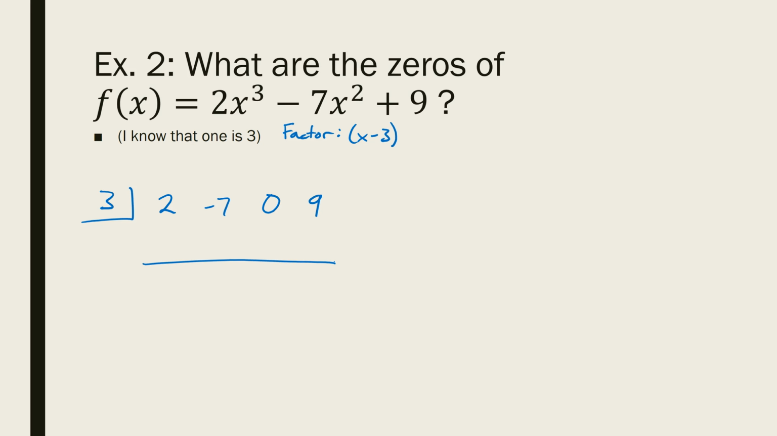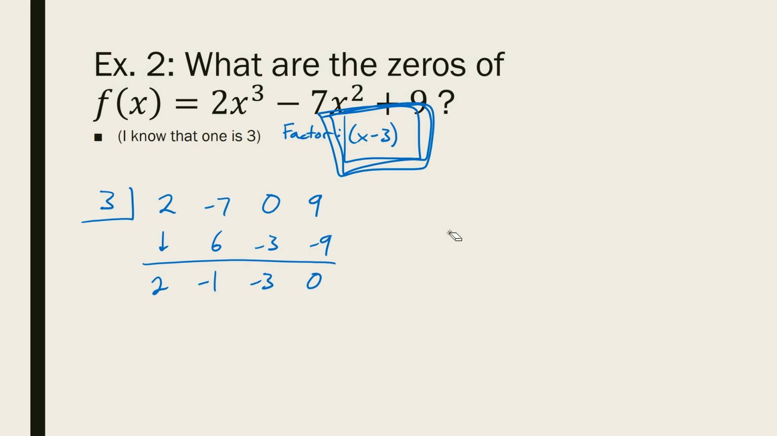Remember, synthetic division is fun and easy. First, bring down the 2, then multiply it diagonally by what's in the house. So 2 times 3 is 6. Add down, negative 1. Multiply diagonally by 3, negative 3. Add down. Multiply diagonally by 3, negative 9, and look, there's that all-important remainder of 0. The remainder of 0 tells me that I've done something correctly because it tells me this actually is a factor. It divides out evenly.